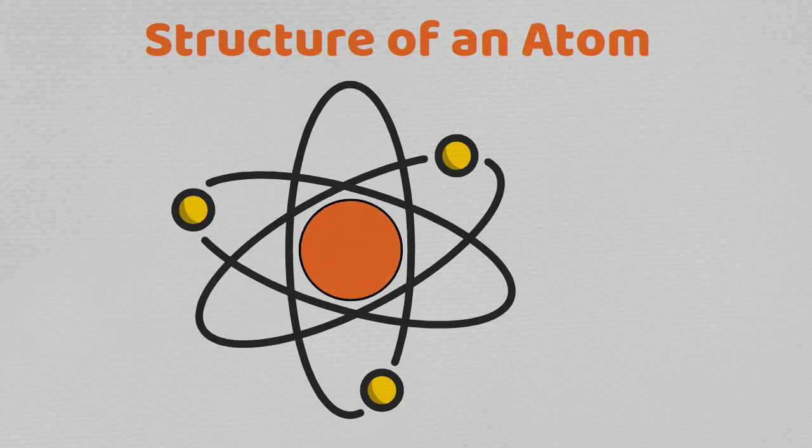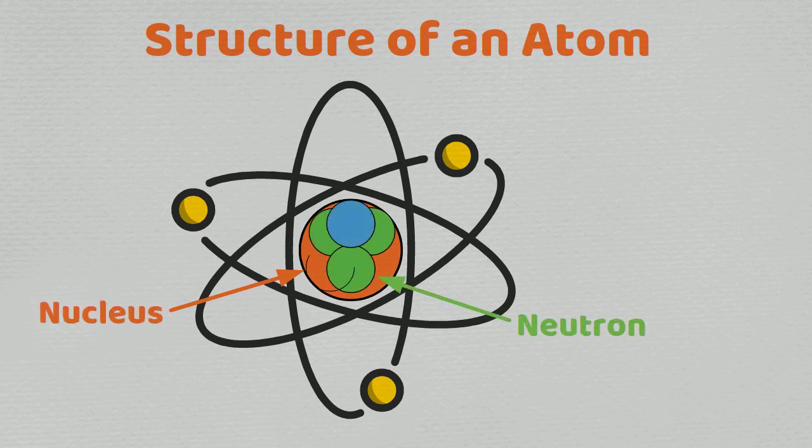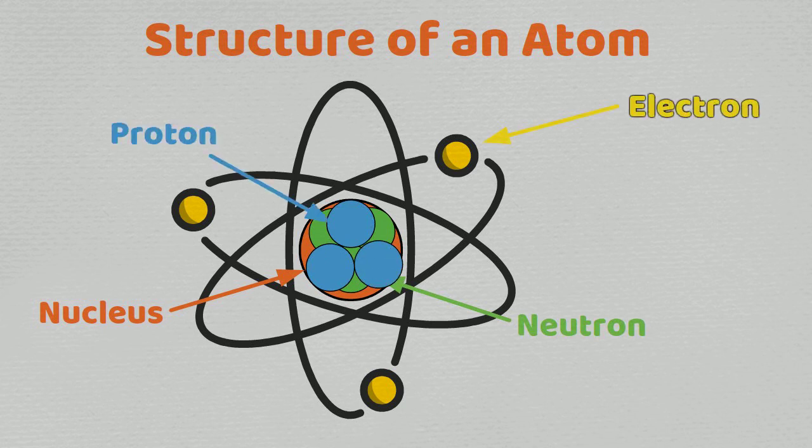Like discussed before, the center part of the atom is the nucleus, which contains the protons and neutrons. These are the green and blue dots on the diagram. The electrons, on the other hand, orbit around the nucleus in the electron shell, and they are the yellow dots.